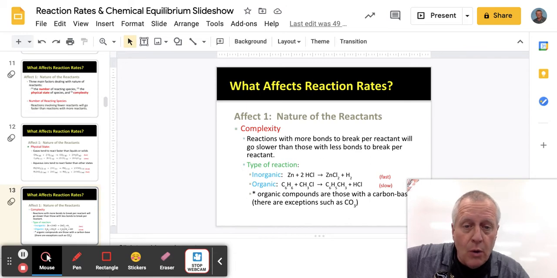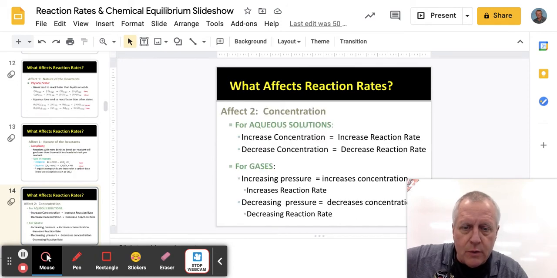Complexity plays a role in reaction rates in the sense that if there's more bonds to break, then it's going to take longer. Fairly simple inorganic compounds tend to react pretty fast because there's fewer bonds that break and reform. Whereas with organic compounds, where there's a lot of carbon, you tend to have a slower reaction because there's a lot of bonds that'll be breaking and reforming. So complexity has a role. Concentration is all about, the higher the concentration, the higher the rate. So that's pretty much common sense.